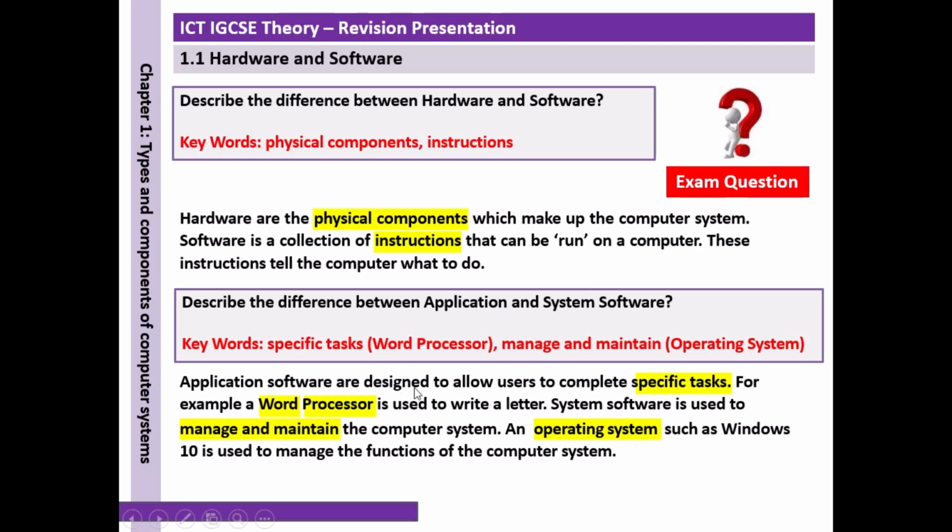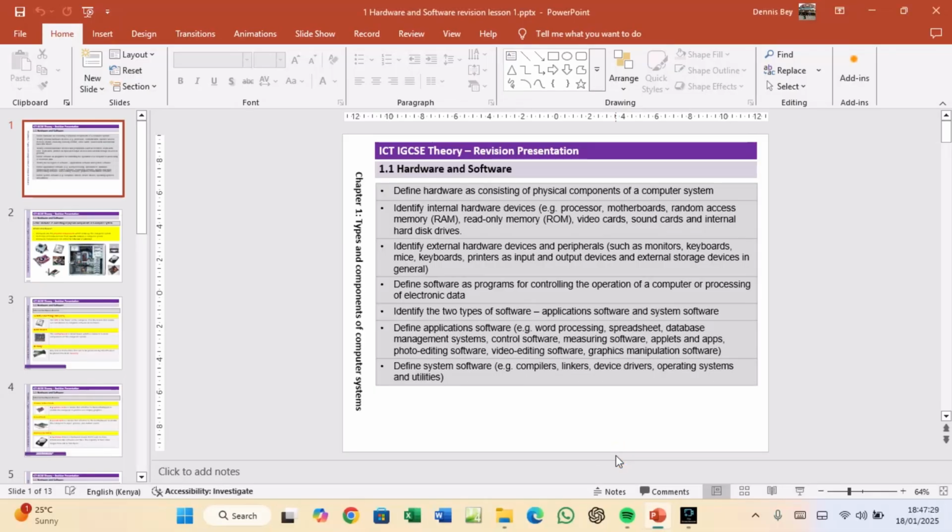Application software is designed to allow users to complete specific tasks. For example, a word processor is used to type letters. System software, on the other hand, is used to manage and maintain the computer system. An operating system such as Microsoft Windows 11 or Windows 10 is used to manage the function of the computer system. Full stop. By that, I come to the end of chapter 1.